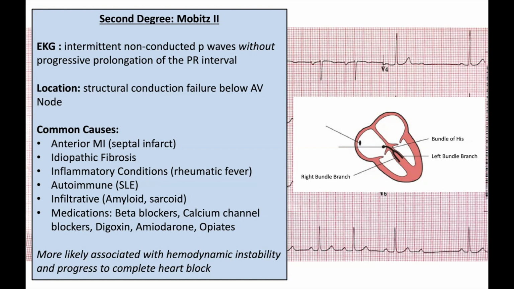And so if you're having dropped beats without that prolongation, then the problem must not be in that resilient, robust structure. It must be at a different level. And the only other level to the AV node must be below that structure. And so that's the His conduction or below.